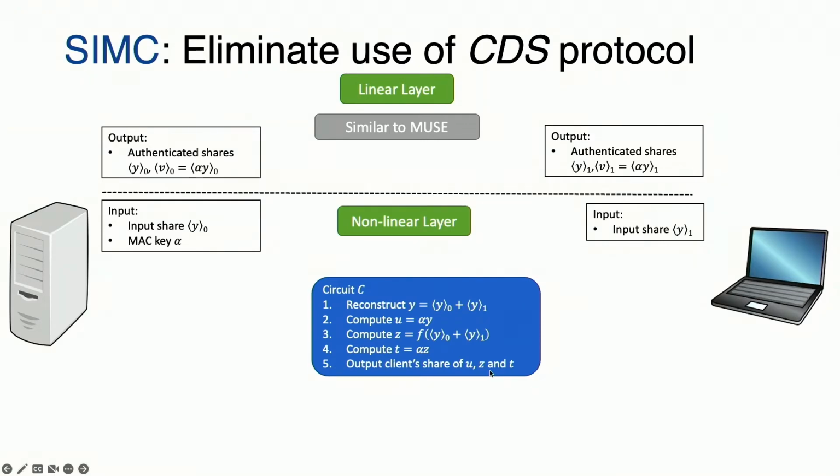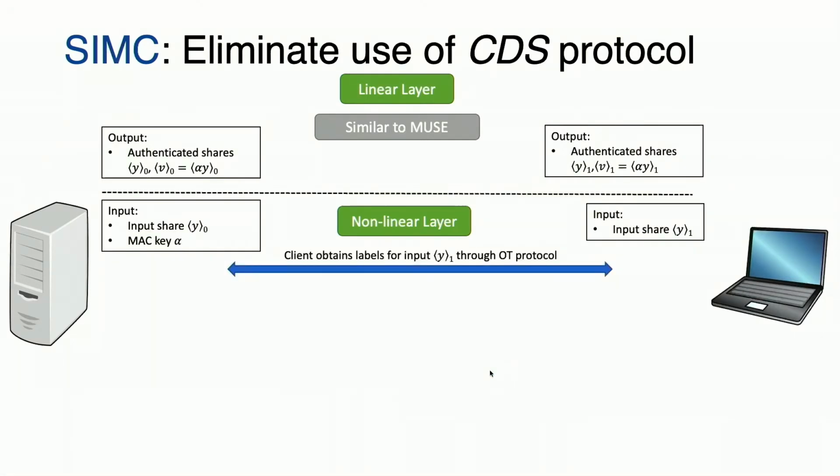Those shares are the ones that correspond to the client. And now here, instead of making use of the CDS protocol, we make use of the OT protocol. And you may think that, again, the client can deviate and send some arbitrary values of Y1 here. But bear with me for a couple of seconds. I'll resolve that in a minute.